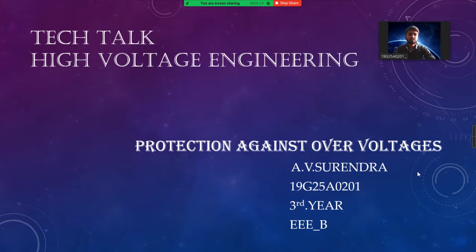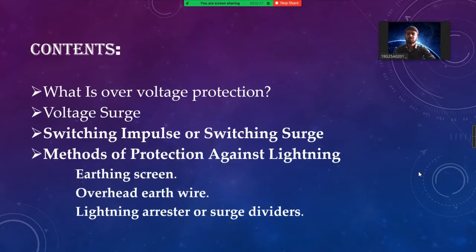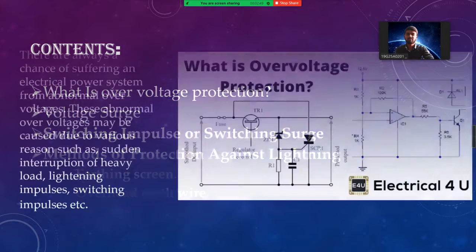Today I'm going to share with you these contents. The first one is what is over voltage protection, what is voltage surge, what is switching impulse or switching surge, and methods of protection against lightning. These are three types: earthing screen, overhead earth wire, lightning arrester, or surge diverters. We will discuss all of these in the coming slides. Moving to the next slide.